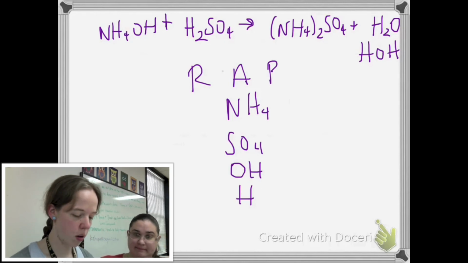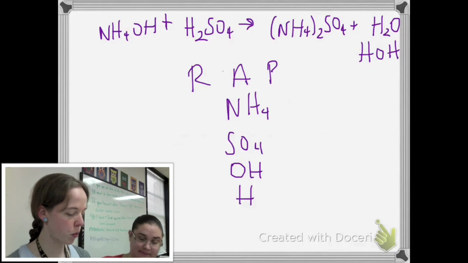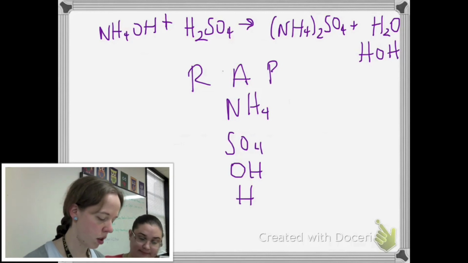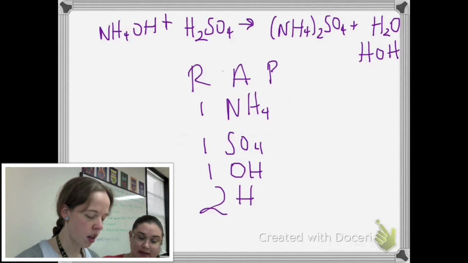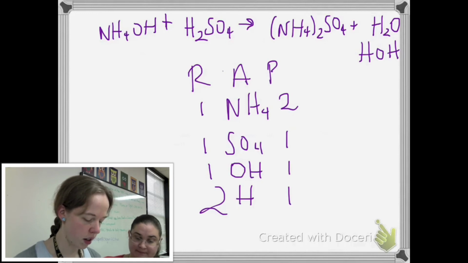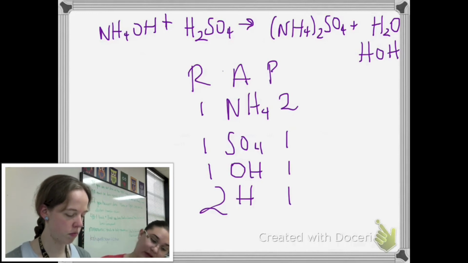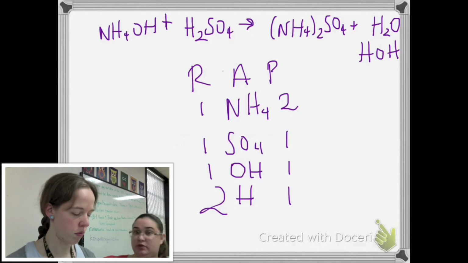All right. So now, how many NH4s do I have on my reactant side? 1. How many SO4s? 1. OHs? 1. H's? 2. Okay, and then the product side: 2, 1, 1, 1. All right, so what doesn't match? The H's and the NH4s.